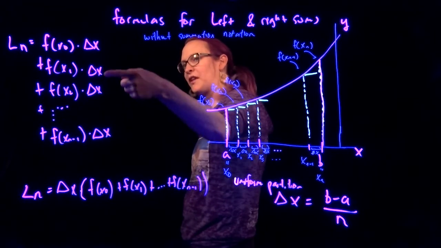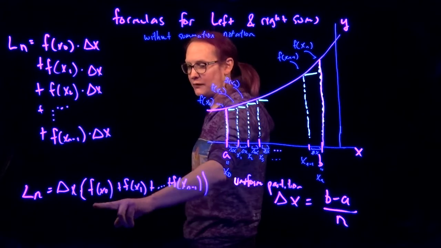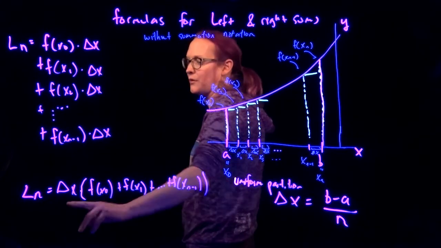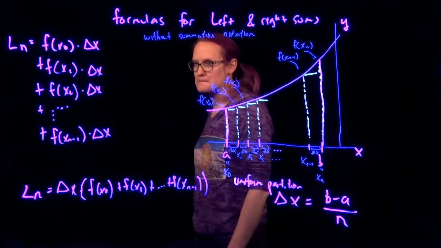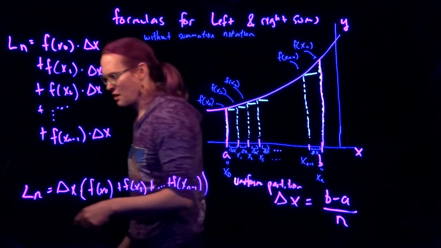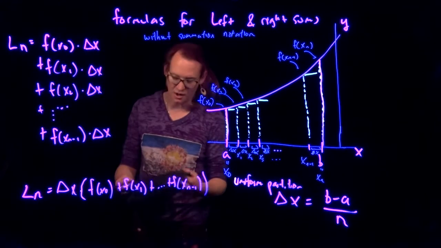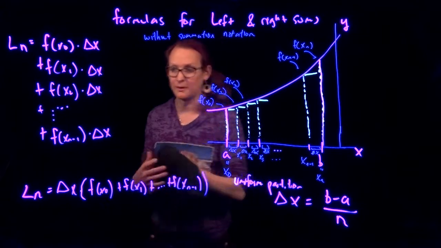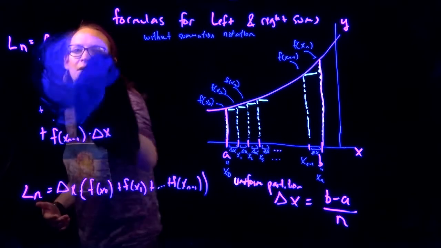Because all of them have the same width for the rectangle, I get to just factor it out, and all I have to do is sum up the function values and then multiply by delta x on the outside. Let's determine the formula for the right sum, and then I think we'll probably call it good. I might make one concluding note at the end.